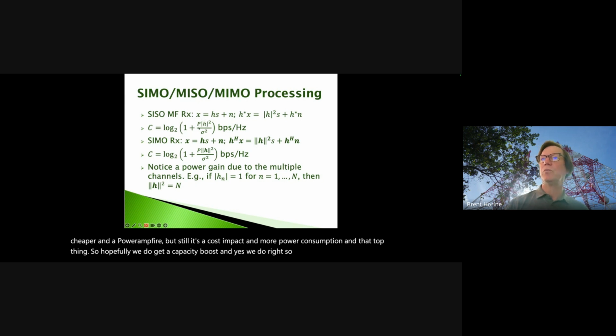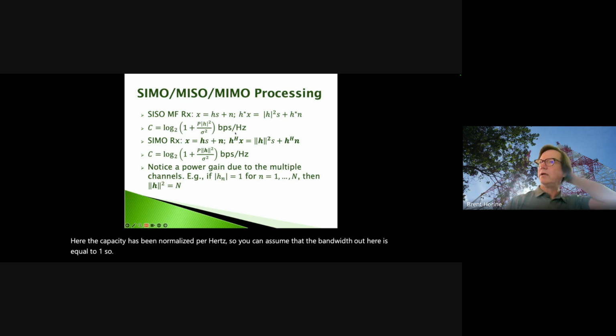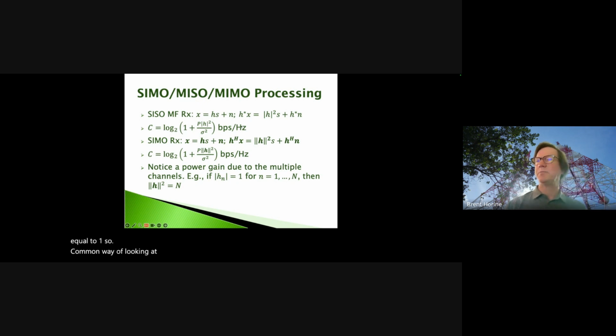So here, this is a way of showing our signal power to noise power type of relationship, right? So here the capacity has been normalized per hertz, so you can assume that the bandwidth out here is equal to 1. So it's a common way of looking at what we call spectral efficiency, or bits per second per hertz.